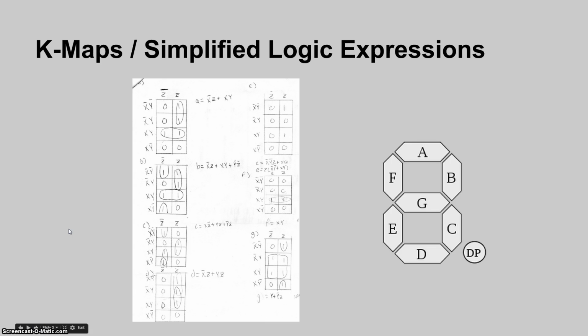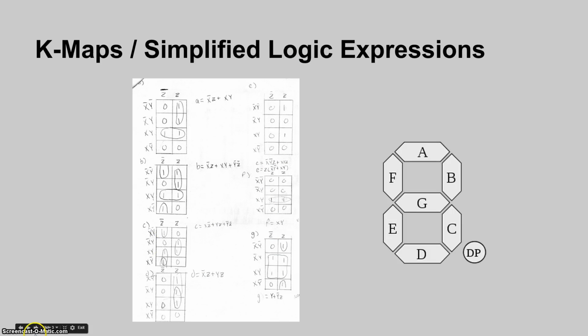Next step was to take what I just described, the columns for each individual segment, and find simplified logic expressions for each of those individual segments. So for example, after K-map simplification, A would be X naught and Z, or X and Y, and that's every single time segment A will be on. So we just did the same thing for every single segment, and here are all the simplified logic expressions that we needed.